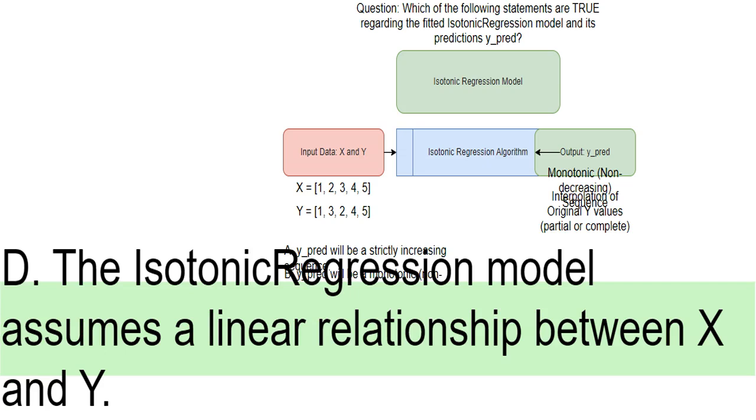Is the model assuming a straight line? No, it's looking for a monotonic relationship, which could be linear but doesn't have to be.